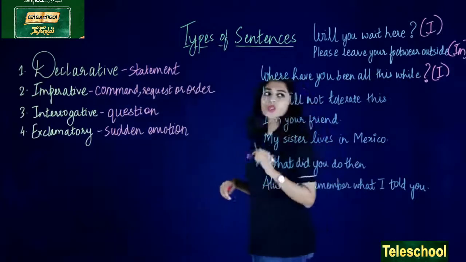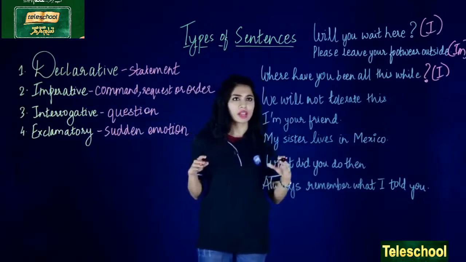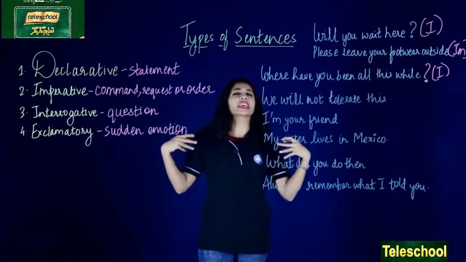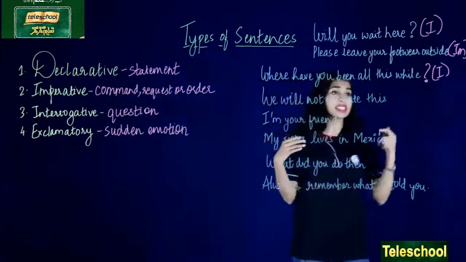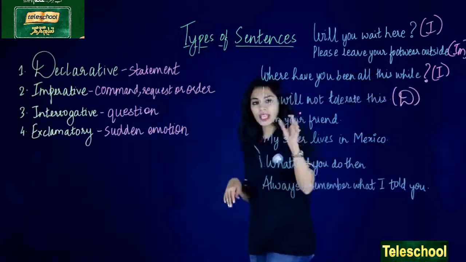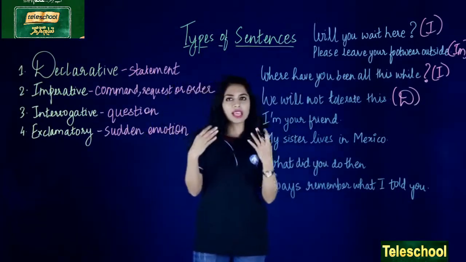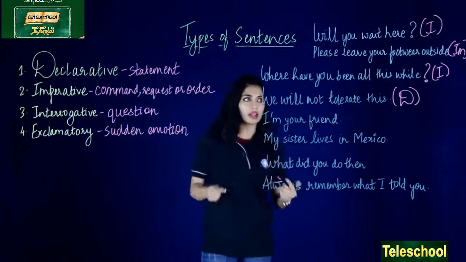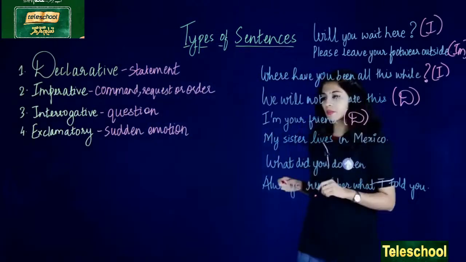The fourth sentence is, we will not tolerate this. I'm declaring something. I'm making a statement. That means we will not tolerate this is a declarative sentence. Let's look at the next sentence. I'm your friend. Again, I'm saying something. I'm making a statement, and this sentence is also a declarative sentence.